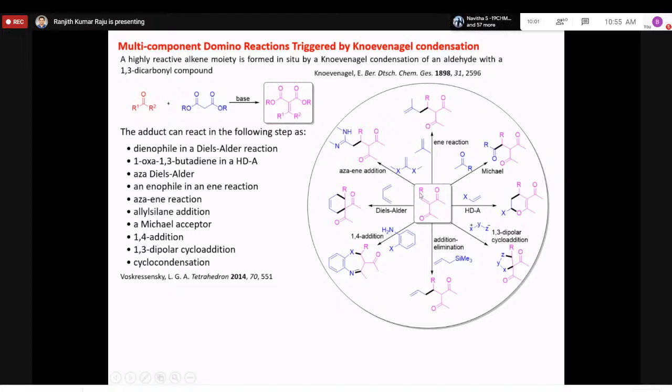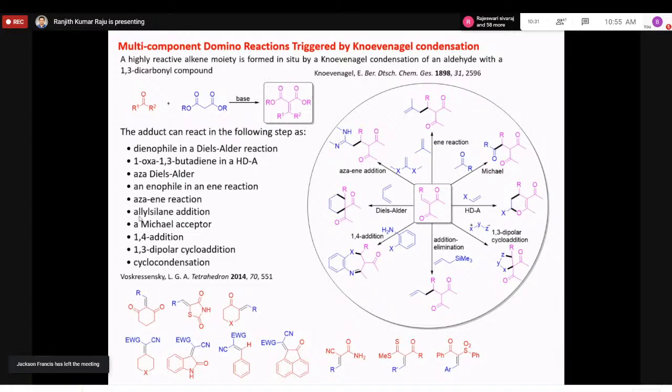It can involve 1,4 addition because it's an alpha-beta unsaturated system. So you can explore the 1,4 addition also. And addition-elimination, dipolar cycloadditions are also very much explored. Even we have been doing several azomethine ylide cycloadditions using this Knoevenagel adduct. And there are several examples of the utility of this Knoevenagel adduct for synthesis of several complex compounds. And here are a few examples of the Knoevenagel adduct which have been reported in the literature, and of course we also use a few of these.